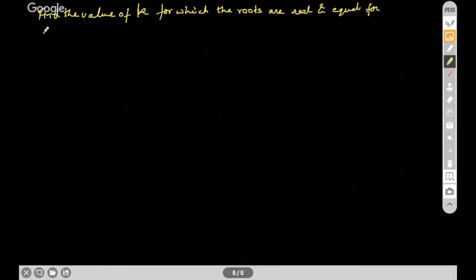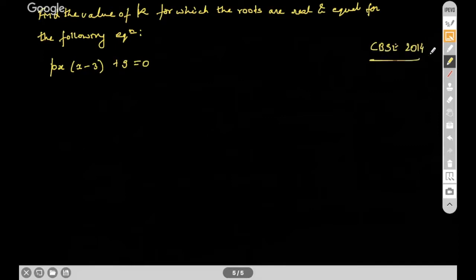Find the value of k for which the roots are real and equal for the following equation. What is the equation given in CBSE 2014? This question was asked, and it is px times x minus 3 plus 9 equals 0. This is CBSE 2014, not long back. Now again, read the question once more.